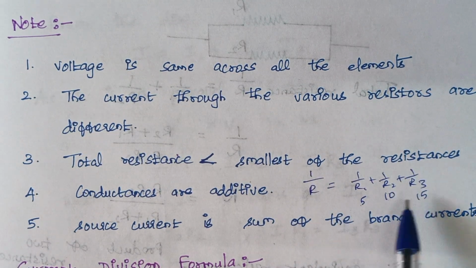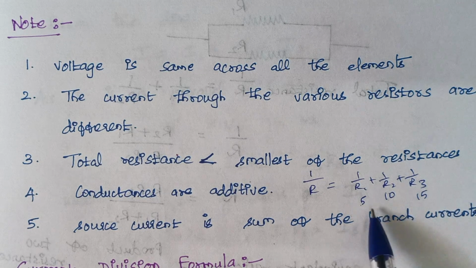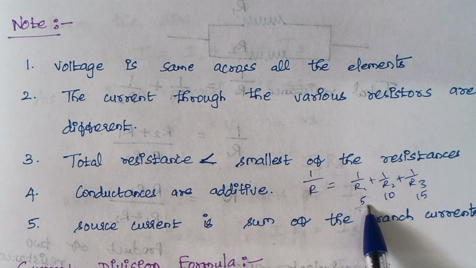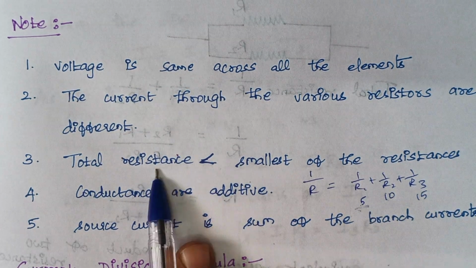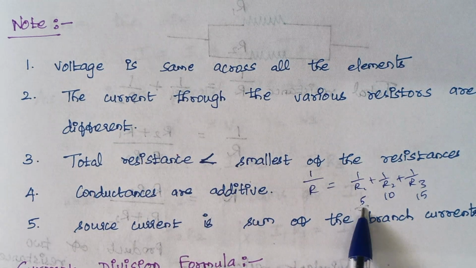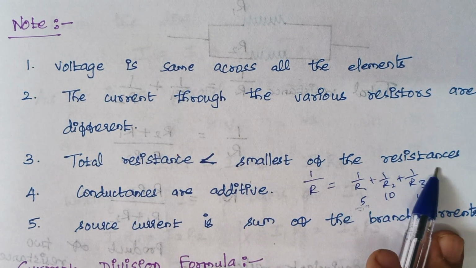So here among the three resistors, which one is the smallest? 5 ohm is the smallest. So the total resistance value will be less than 5 ohm. Okay, that is the meaning of this statement.